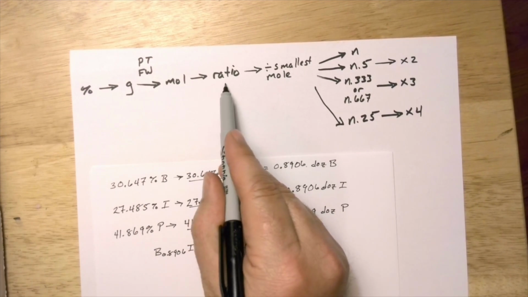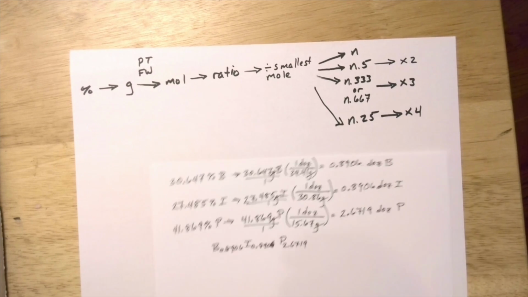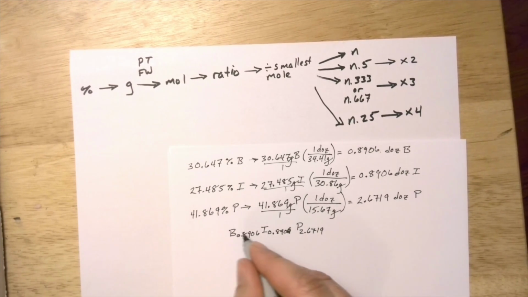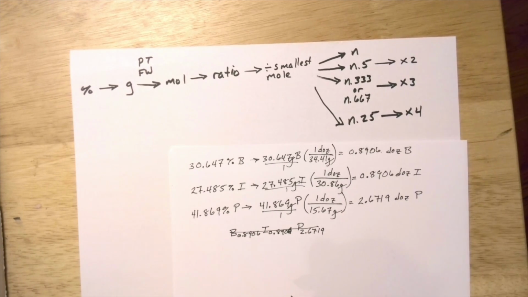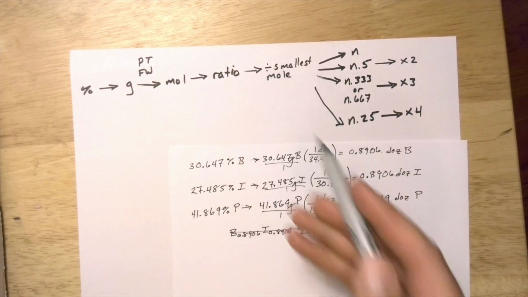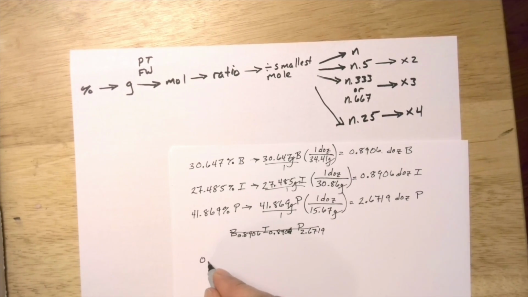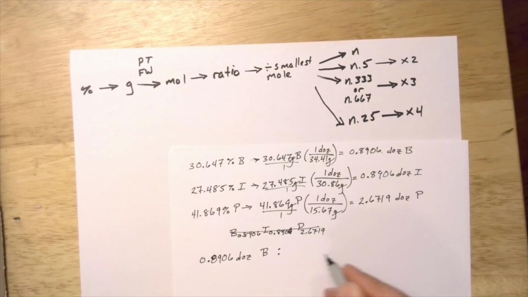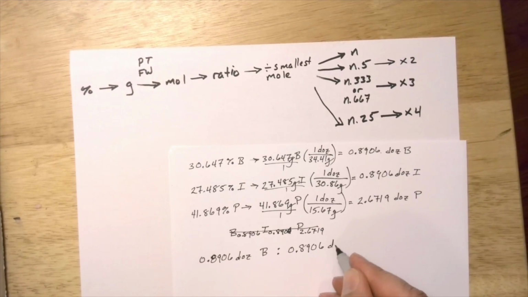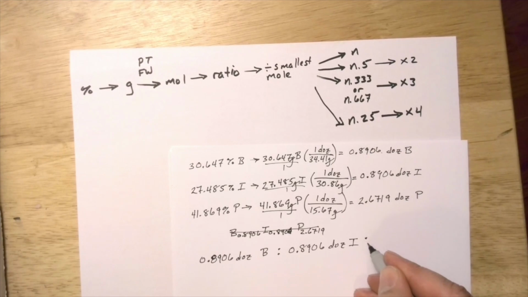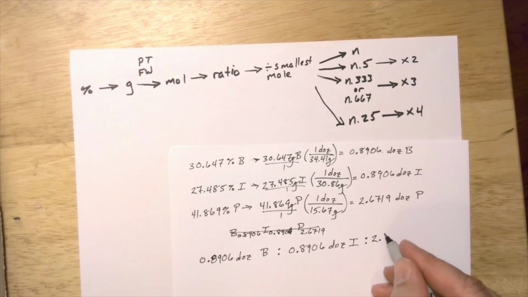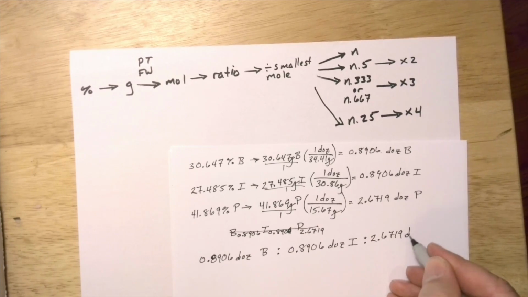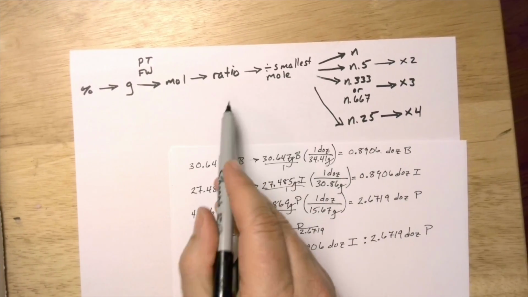So the next step is find the ratio. So we're going to set this to ratio. I'm just going to draw a line through this. We really don't need this part right here. So for the ratio, we have 0.8906 dozen binder clips in ratio to 0.8906 dozen index cards, which is in ratio to 2.6719 dozen paper clips. So you set them up as a ratio.